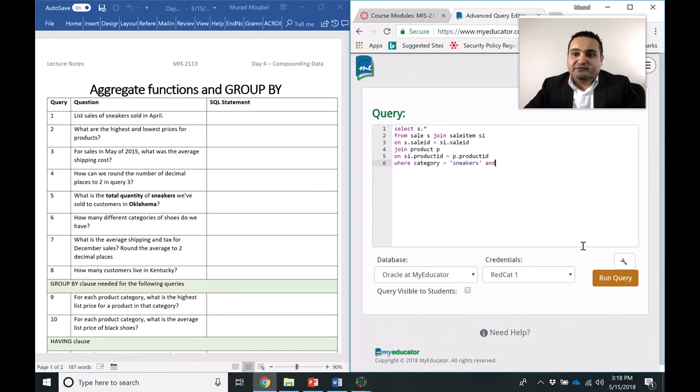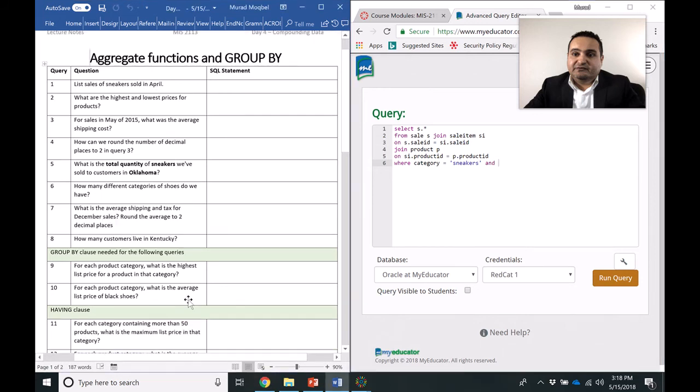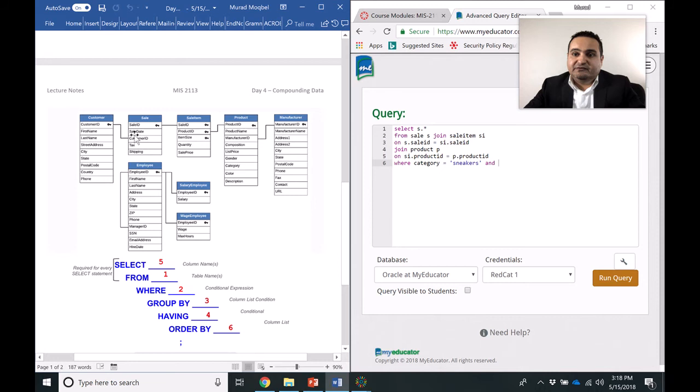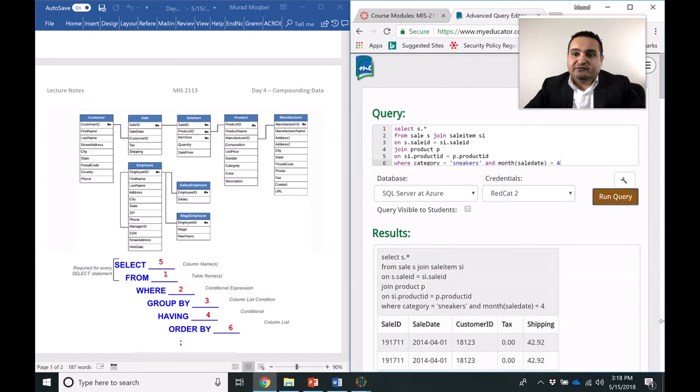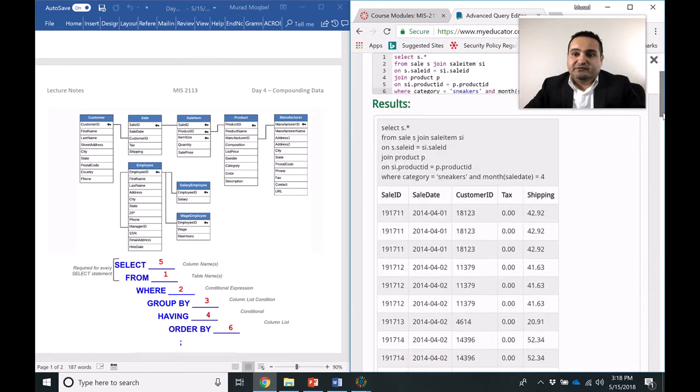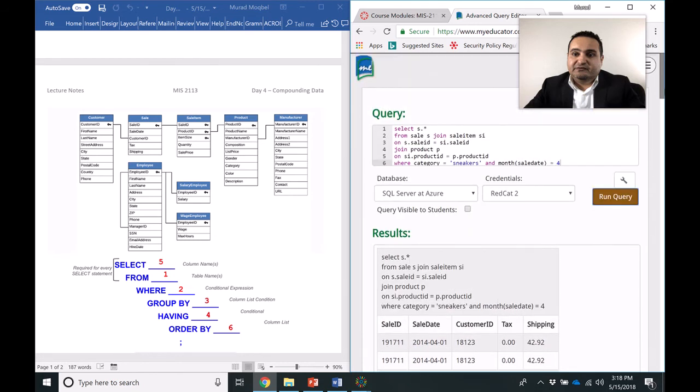and sold in April. So in this case it is the sale date. So, and April, which is January, February, March, April. April is month 4. So month sale date equals 4. So now let's run. Before that, actually I need to select the correct database, which is SQL Server at Azure, and then Red Cat 2. So it's very important to select the correct ones. So now you see that I have the correct answer.